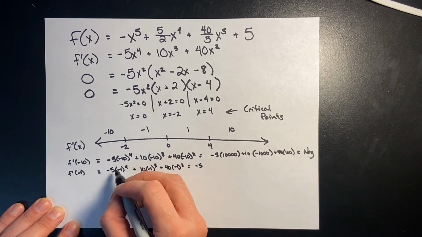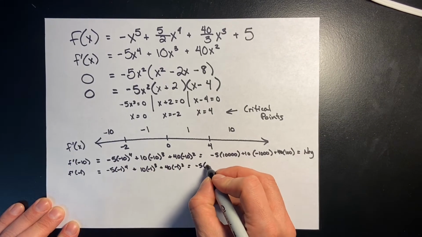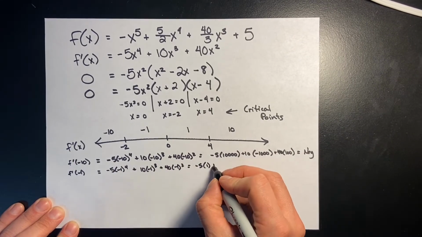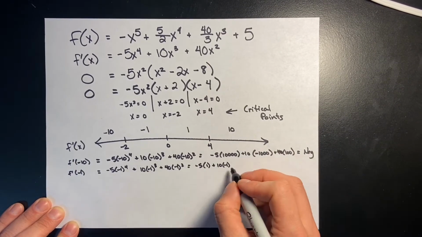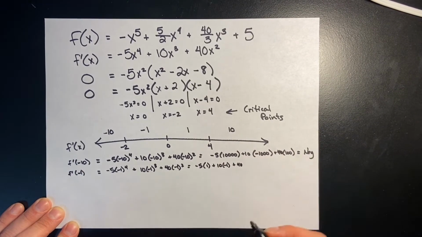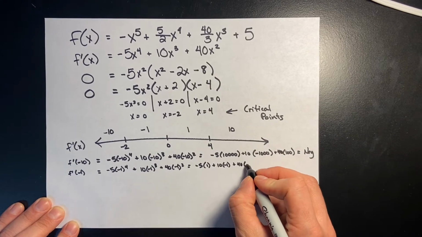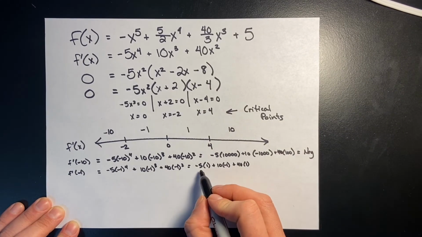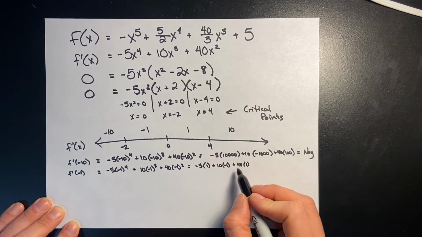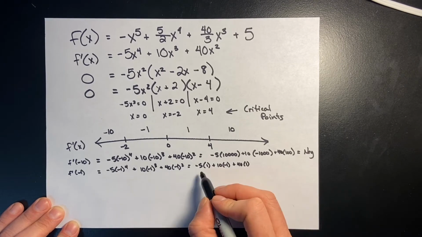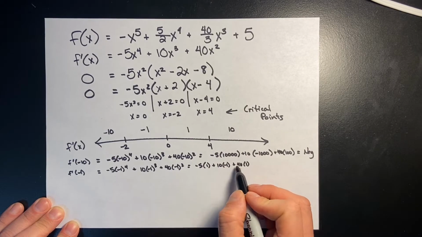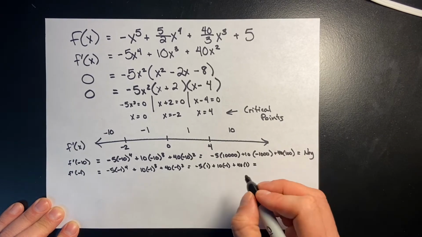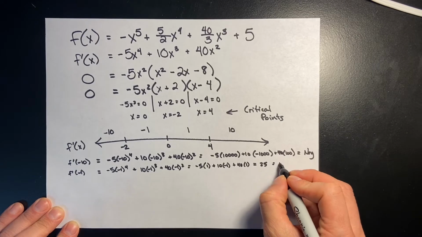-5 times -1 to the 4th is going to be 1, plus 10 times -1 to the 3rd is going to be -1, plus 40 times -1 squared is going to be 1. So I have -5 times 1, which is -5. I have 40 times 1, or let's just go in order. -5 minus 10 plus 40 is going to end up being 25, which is positive.